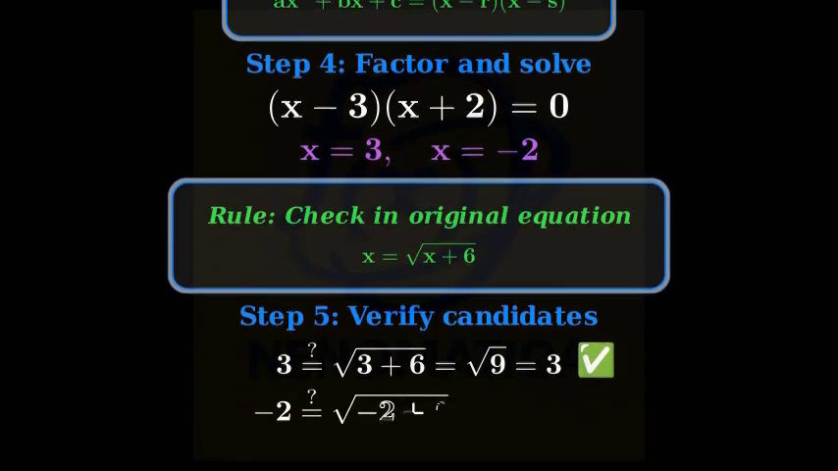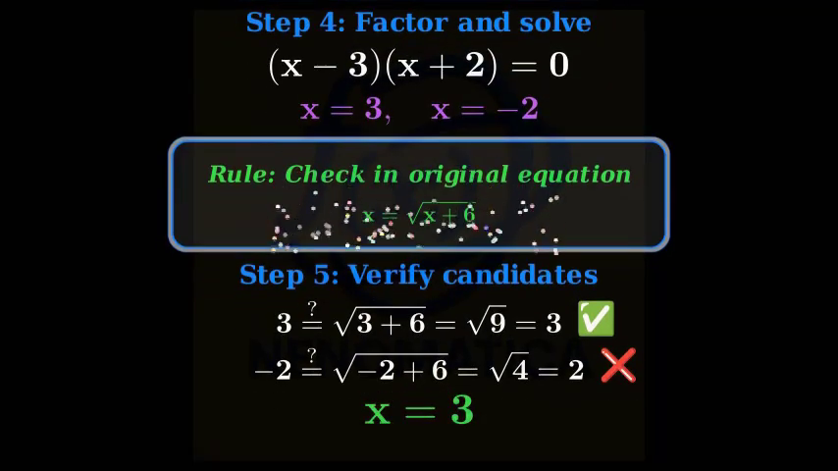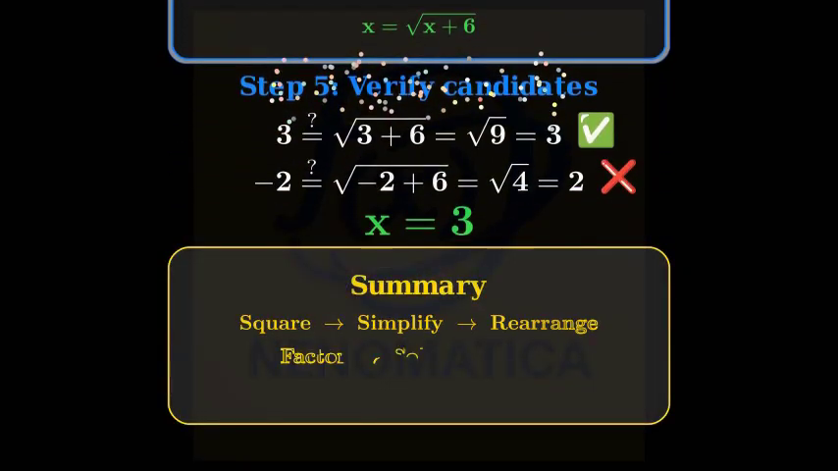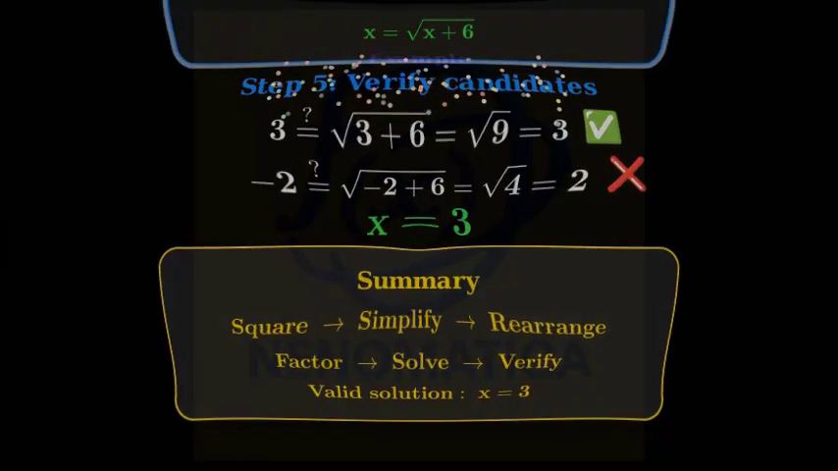Great job, following the exact structure and step order. Summary. We squared both sides, simplified, rearranged to standard form, factored, solved, and finally verified to reject the extraneous root. Remember to always check radical equations after squaring.